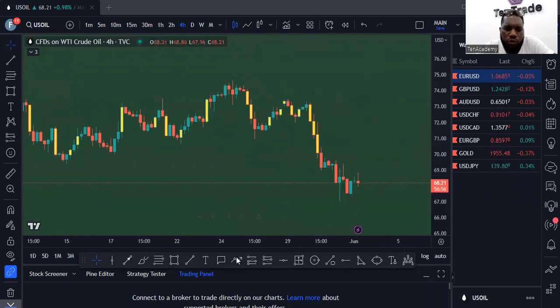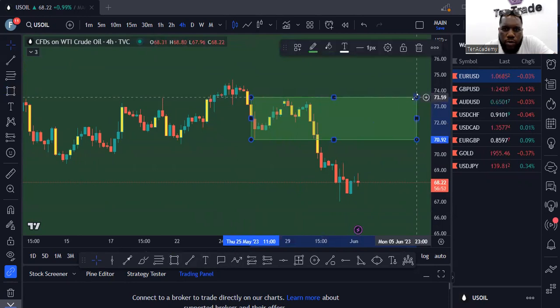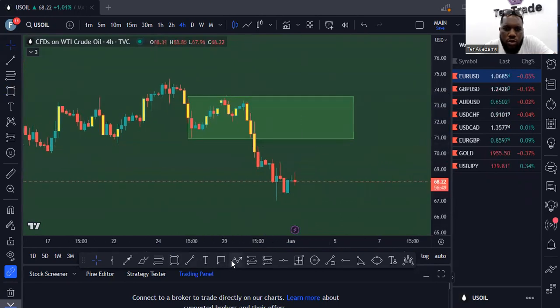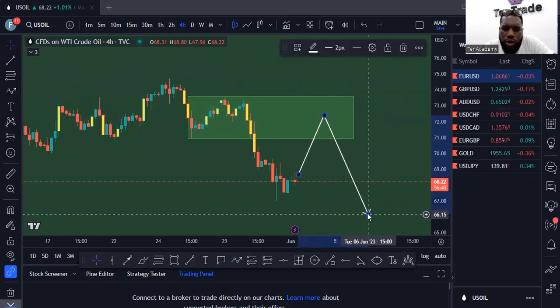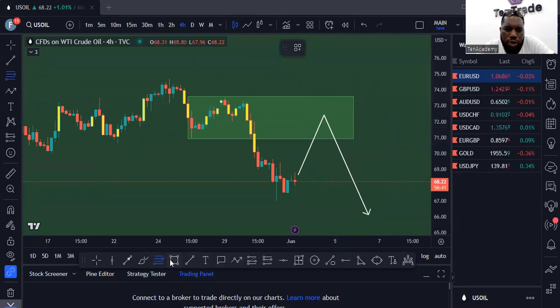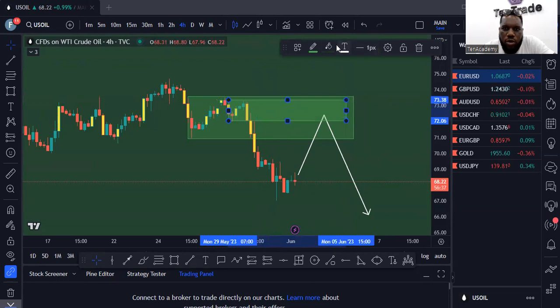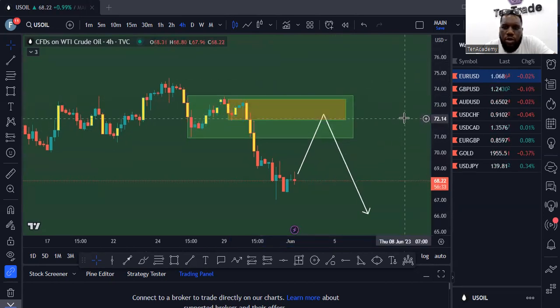So honestly, what I'll wait for on US oil is this particular supply here. So once price retraces into the zone, I'll be looking to sell. And I'll be more concerned about selling inside this particular structure. Let's make that inside the structure. Okay, hope that makes sense. Let me check out the last pair.